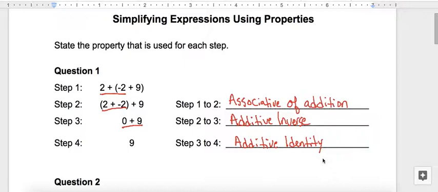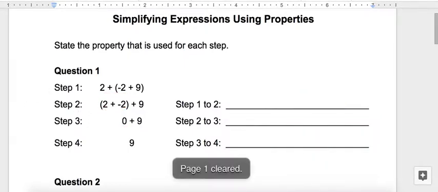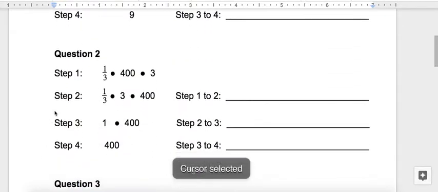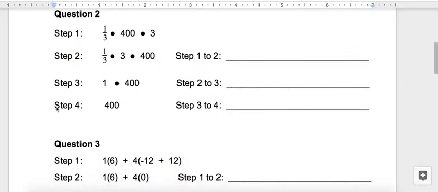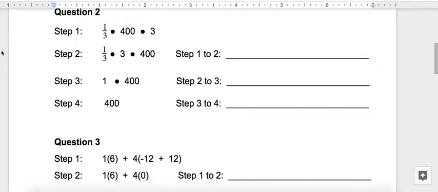Okay, now let's go down to question 2. So now we have to study the difference because we want to know from step 1 to step 2 what property was used. So let's study the difference. And if you look, 1/3 times 400 times 3 became 1/3 times 3 times 400. So you notice this step changed orders, so that is commutative of multiplication.